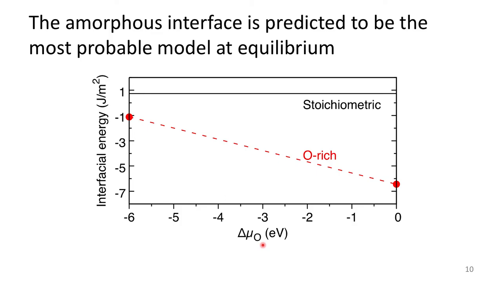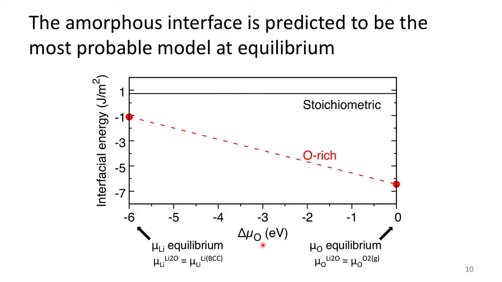That's because we don't know the chemical potential of oxygen in Li2O or of lithium in Li2O. We can define the full range of possible chemical potentials by considering 2 limiting cases. We can have an equilibrium between the chemical potential of oxygen in Li2O and the chemical potential of oxygen in oxygen gas, which is equivalent to a relative chemical potential of 0. Or we can equate the chemical potential of lithium in Li2O to that of lithium in bulk lithium metal, which gives a relative chemical potential of -6 based on the DFT computed formation energy of bulk Li2O.